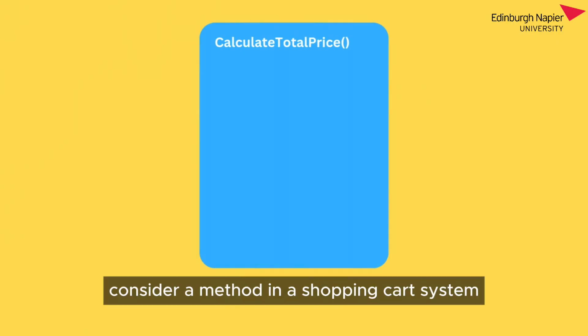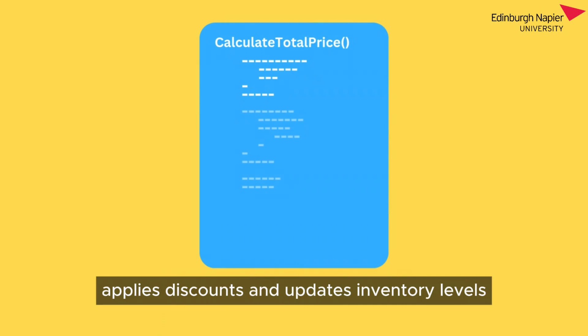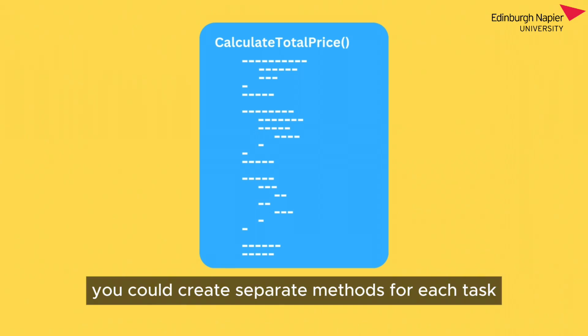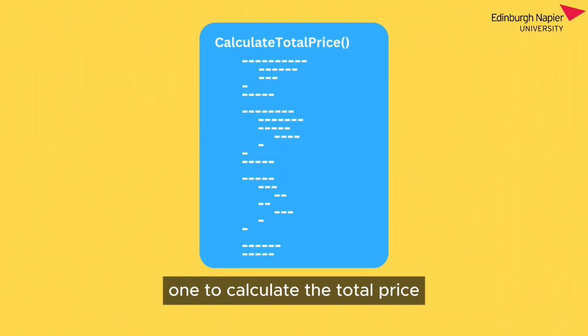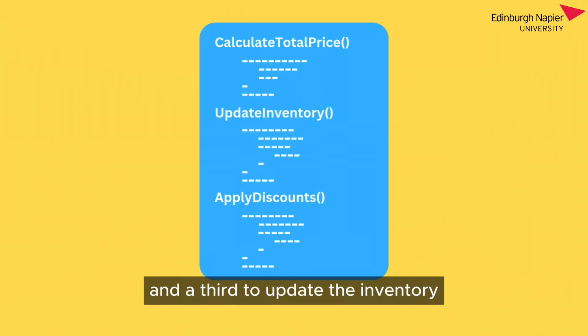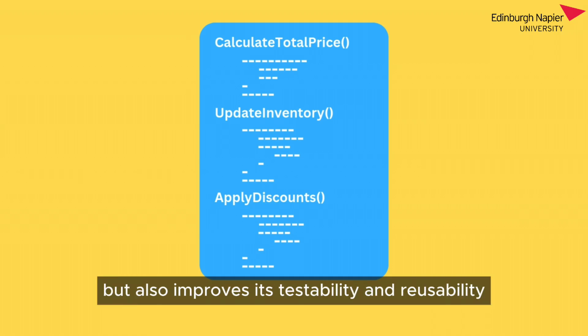For instance, consider a method in a shopping cart system that calculates the total price, applies discounts, and updates inventory levels. By refactoring, you could create separate methods for each task, one to calculate the total price, another to apply discounts, and a third to update the inventory. This not only simplifies the code but also improves its testability and reusability.